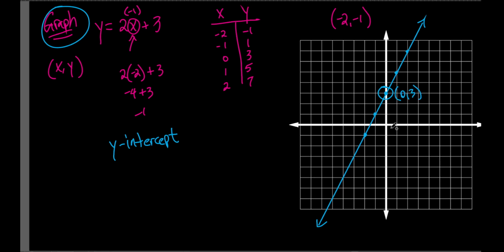It's (0, 3), okay? That's where it crosses the y-axis. So watch this. Whenever x is 0, that's where your line is going to cross the y-axis. Did you hear what I just said? So whenever x is 0, like right here, it told us what the y-intercept was going to be, right? How do you think you can find the x-intercept?